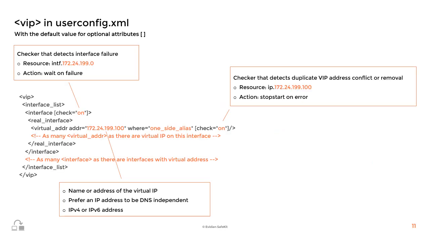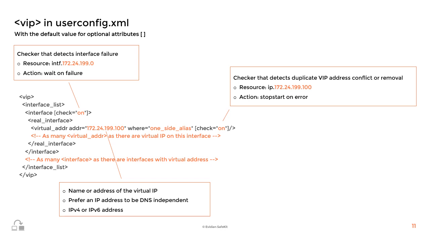The virtual IP works with Ethernet interfaces in teaming, bonding, VLAN, and IPv6. Virtual IP addresses are configured in the VIP tag of userconfig.xml as presented in the slide. The check attribute set to on in the interface tag means that a checker will detect interface failures. As shown in the text box of the slide, a resource is associated with this checker, and the action taken on interface failure is to put the module in the wait state.